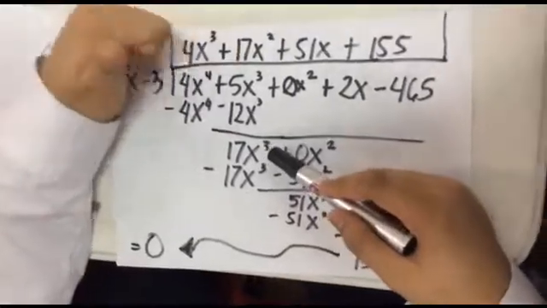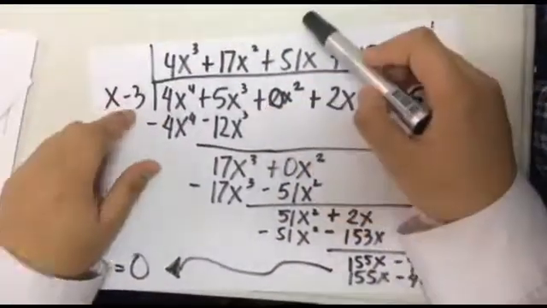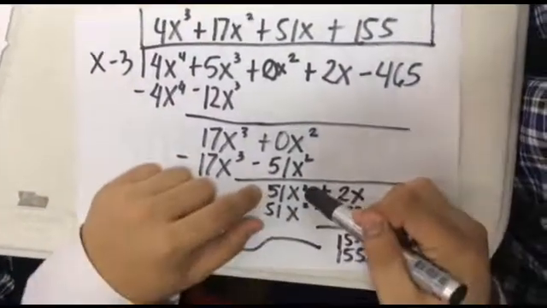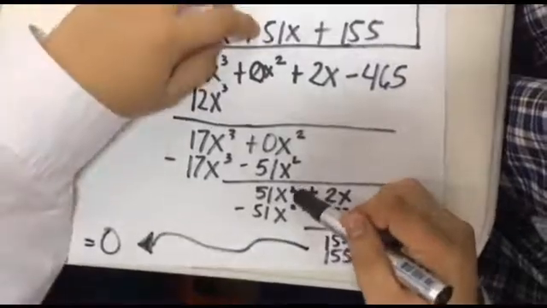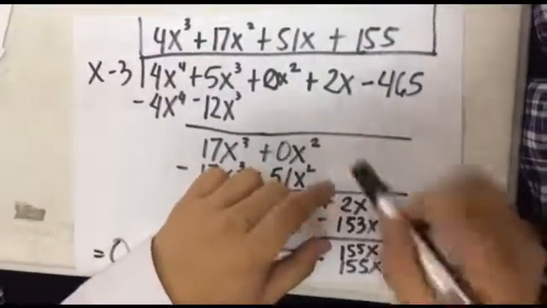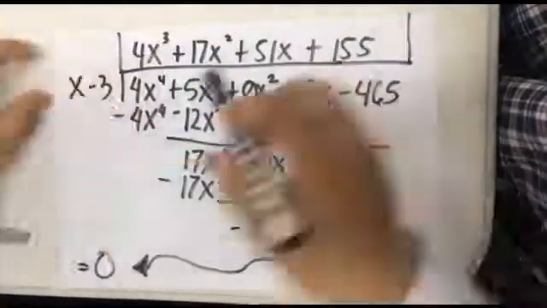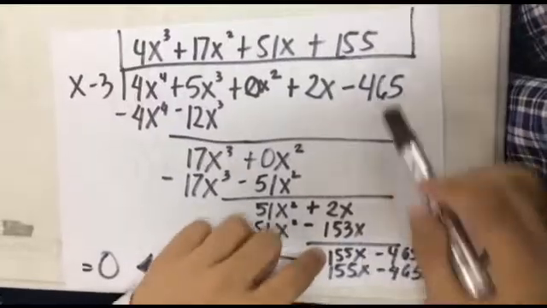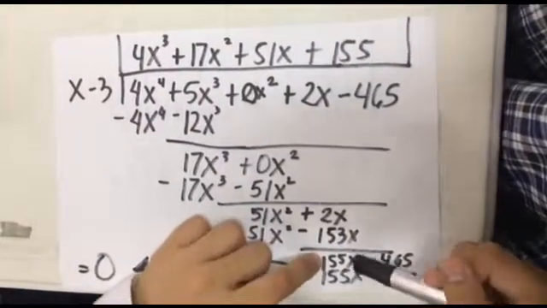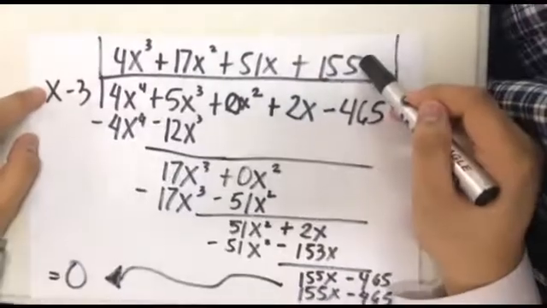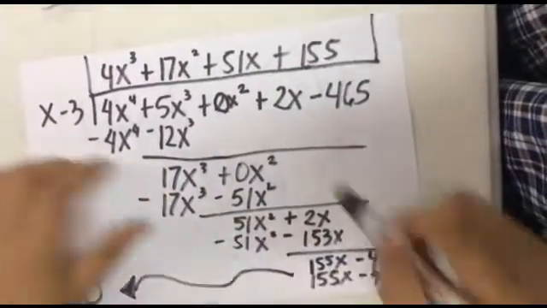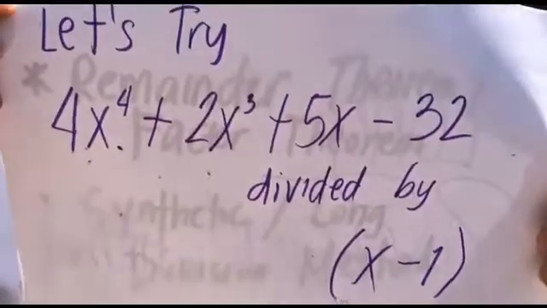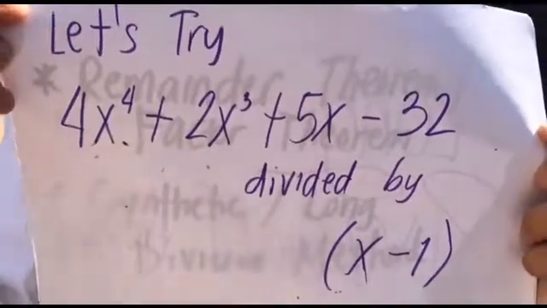The answer is 17x squared. Now multiply 17 by 3. The answer is 51x. Now divide 51x by x. The answer is 51. Multiply 51 by 3 and you should get 153. Now add 2 and multiply it by 3 again. So that's 153 plus 2 times 3. The answer is 465. Now subtract 465 from 465. The final answer is 0. Therefore, it is a factor. Let's try and solve the following equation.